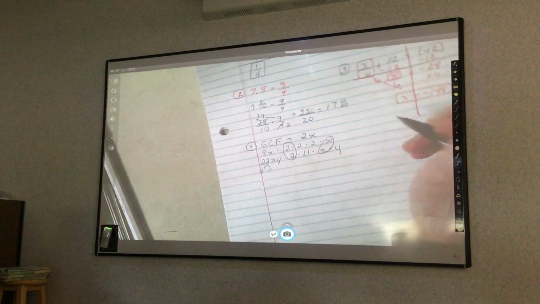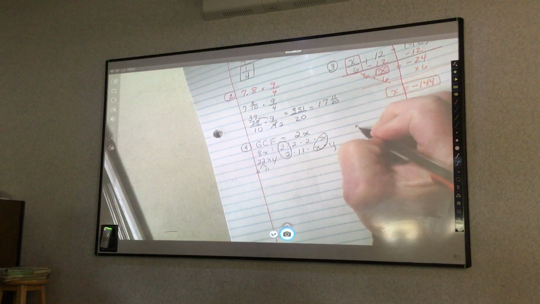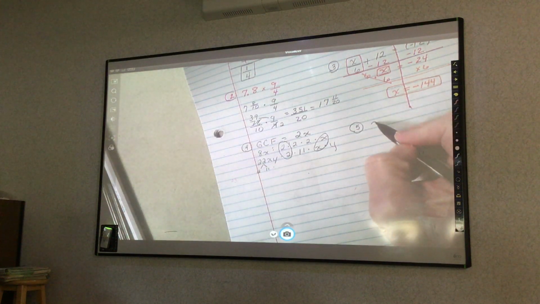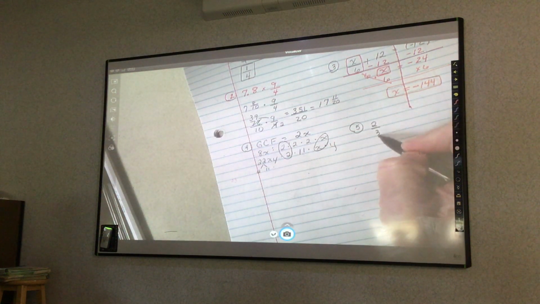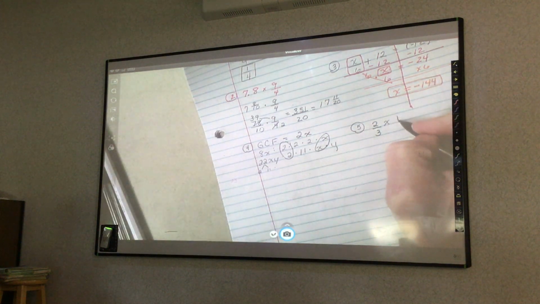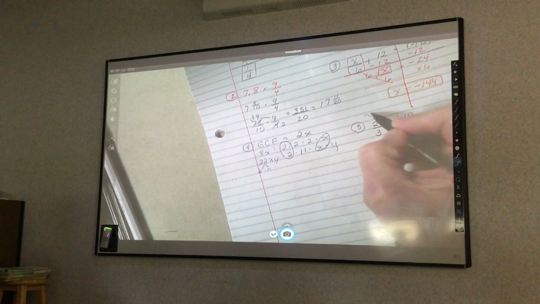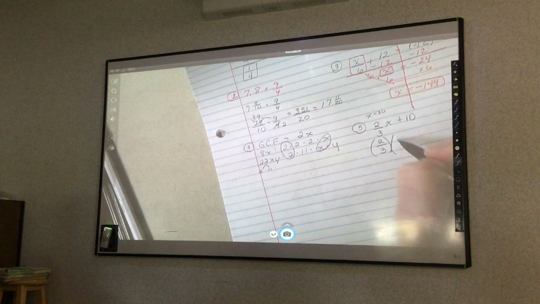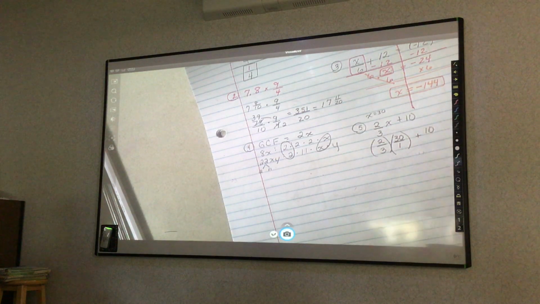And box your answer. Number 5, I gave you the formula with the x. So it said 2/3 times x, this is one side, plus 10. And we said x equals 30. So you make it 2/3 times 30 over 1 plus 10.